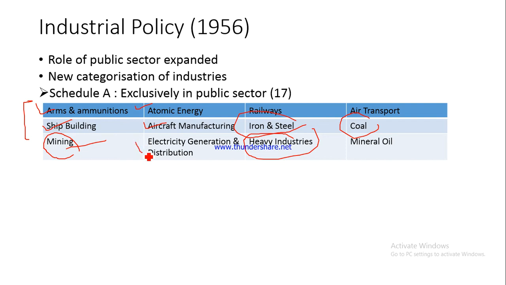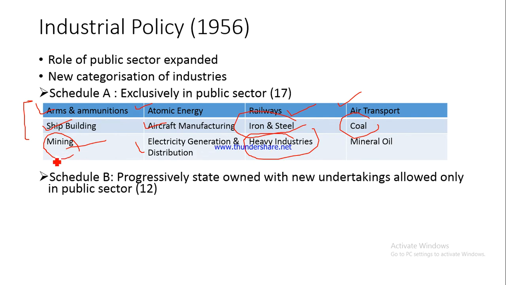Then again, have a look, electricity generation, distribution. You would not find any consumer goods industry here, or any FMCG industries here. You would not find, for example, tobacco manufacturing here or manufacturing of FMCG products here, because they are not vital for the economy of a country. Only those sectors which are very, very important, very, very vital, they were reserved for public sector enterprises. Have a look at the railways, the largest mode of transportation within the country, then air transport, mineral oil. So they were very, very important, and that is why they were exclusively reserved for the public sector enterprises.